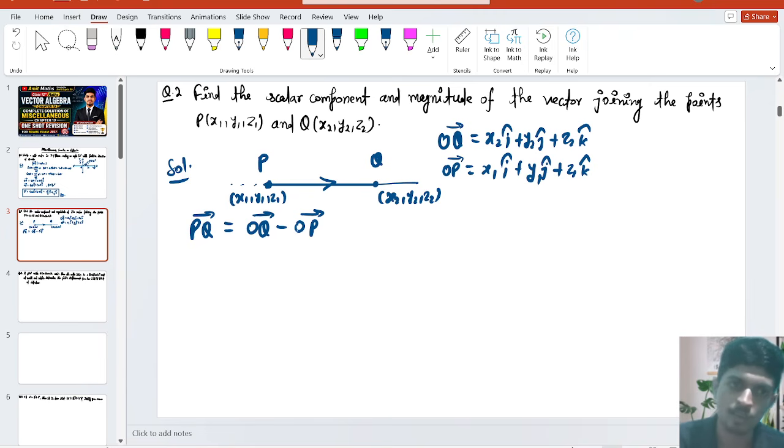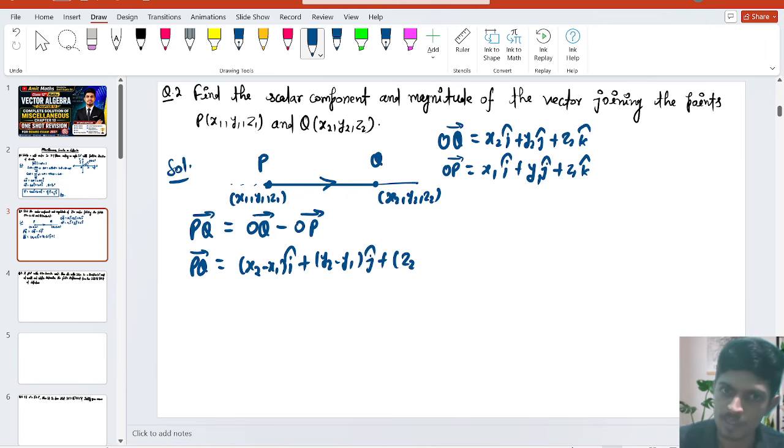So putting these values in, vector PQ is equal to OQ minus OP. This is (x2 minus x1) i cap, plus (y2 minus y1) j cap, plus (z2 minus z1) k cap. We simply subtract the i cap, j cap, k cap coefficients. So this is vector PQ.